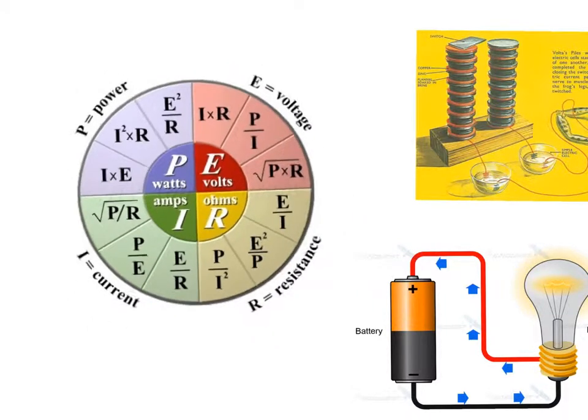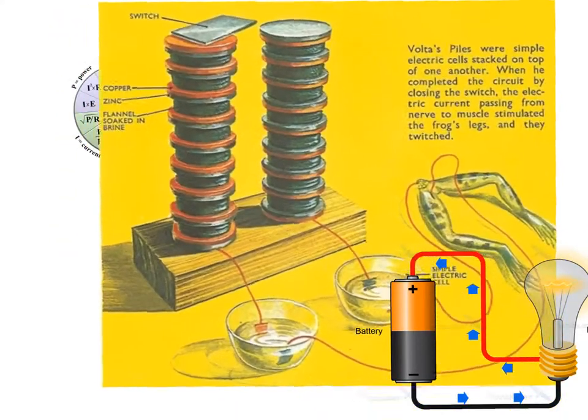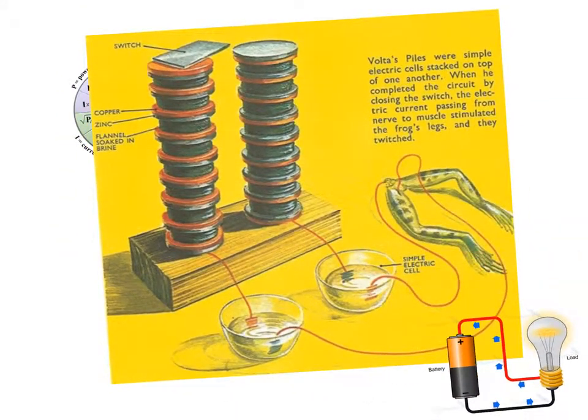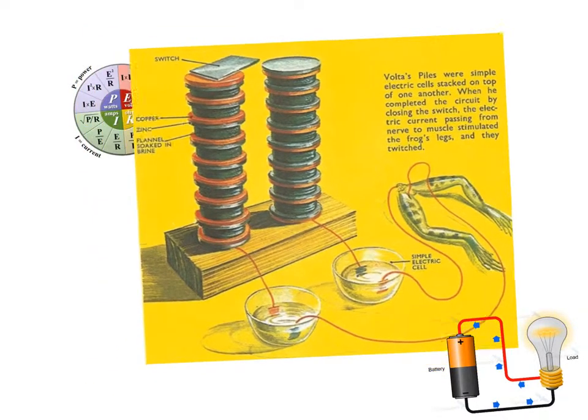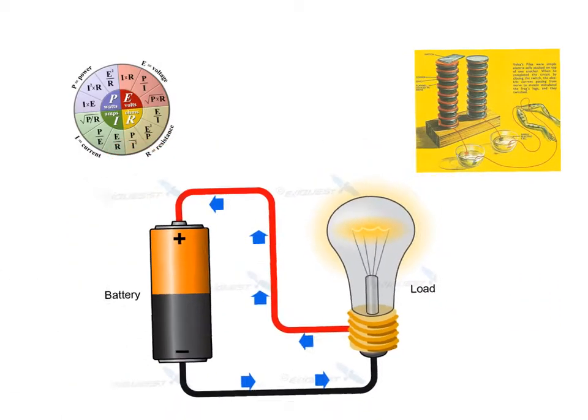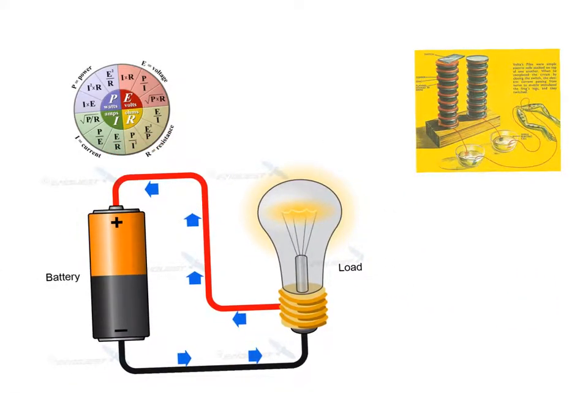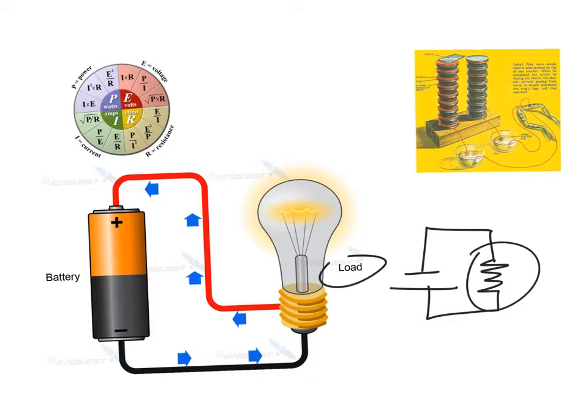That'd be cool. Here is an example or diagram of Alessandro Volta. So we have these piles of copper and zinc, flannel soaked in brine, and then he hooked them up to frogs' legs, and the frogs' legs twitched. People thought that was really weird, and so is electric current making muscles twitch. And then here's our simple circuit that I just showed you on the other page, where we have a battery and we have a resistor. So the load, the resistor, would be a light bulb, and the battery looks like our 1.5 volt AA.